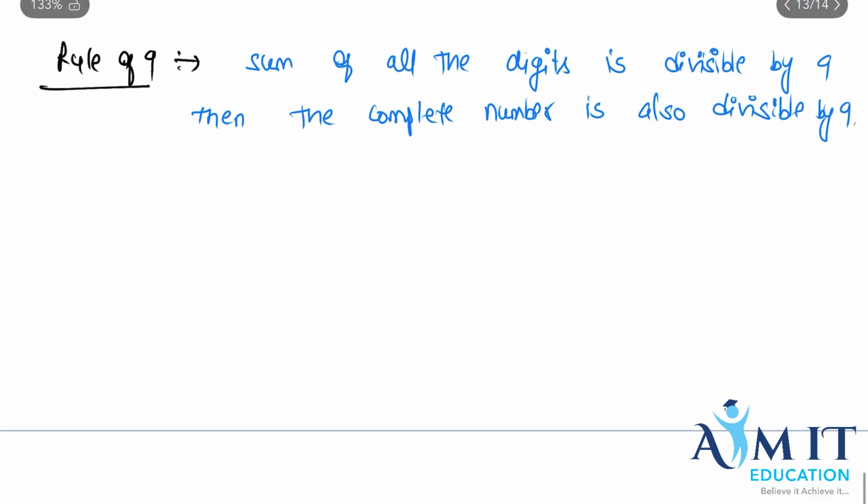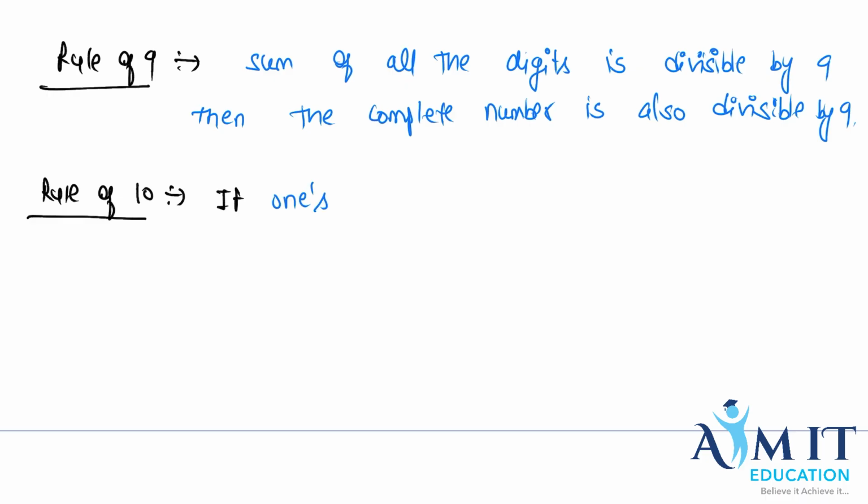Then we have rule of 10. It is quite easy because we know the table of 10. So we know that ones place should be 0. 10 है तो 10 का फैक्टर प्रेजेंट होना चाहिए. That means ones place should be 0.